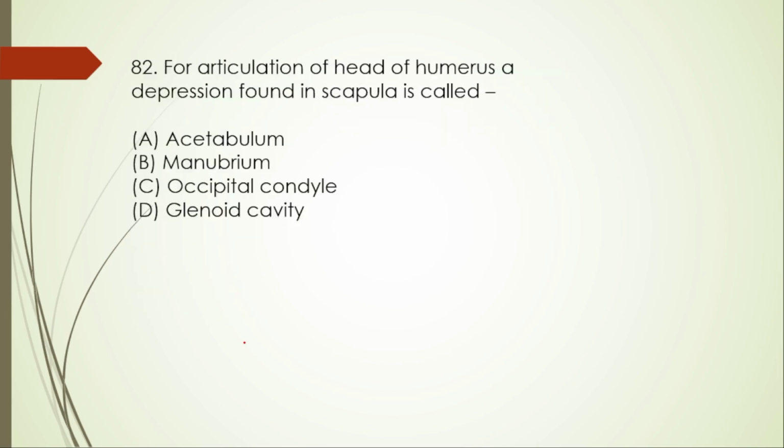Next question, that is question number 82. For articulation of head of the humerus, a depression found in scapula is called A. acetabulum, B.